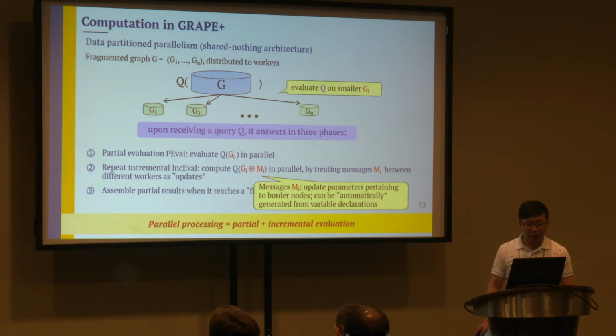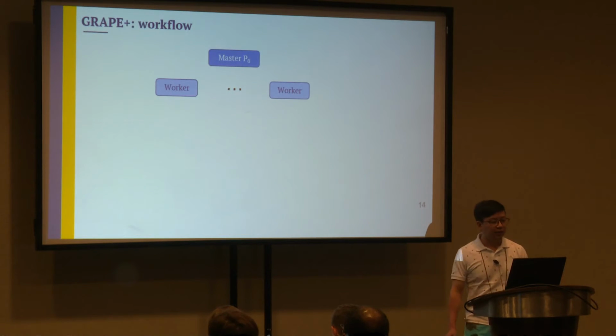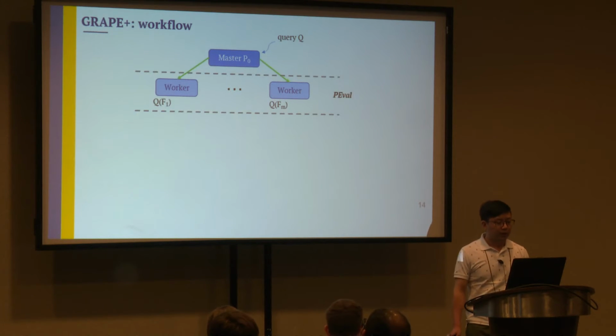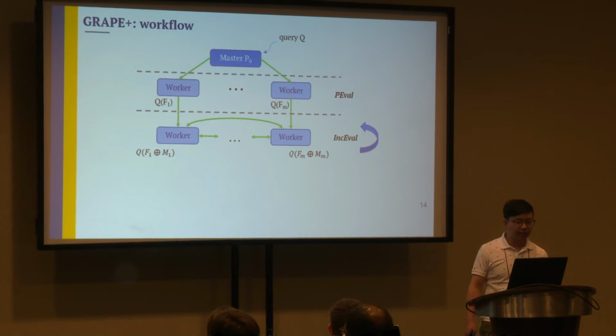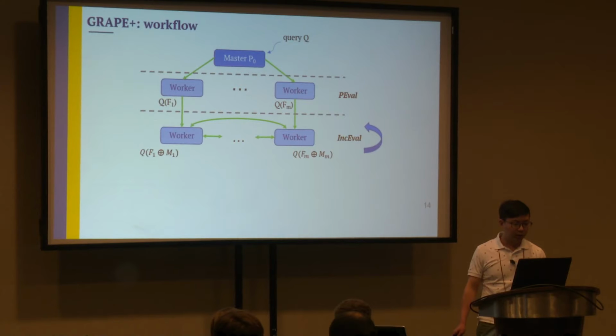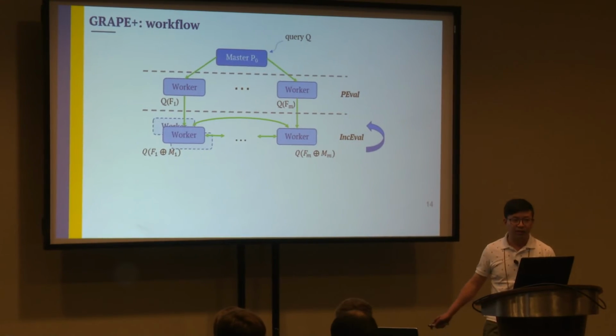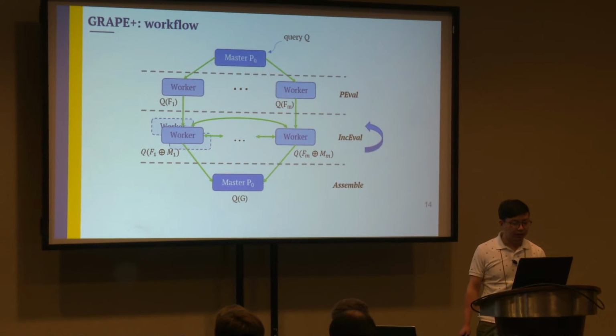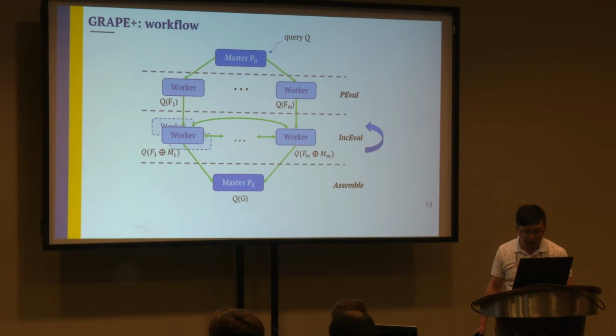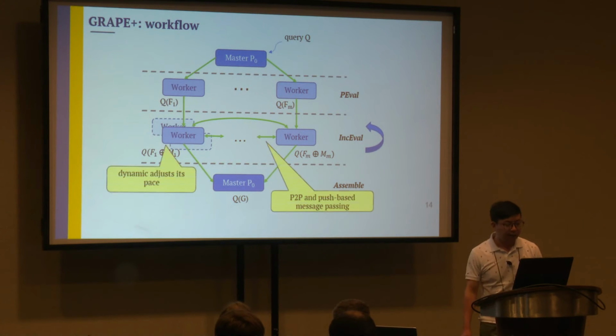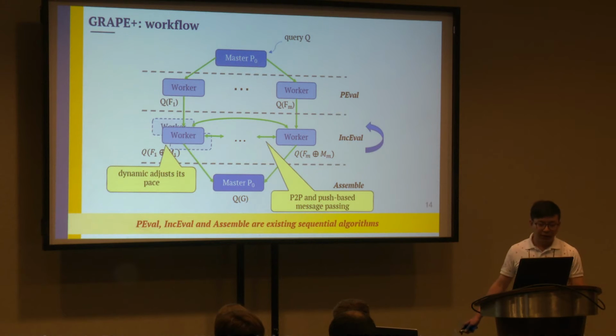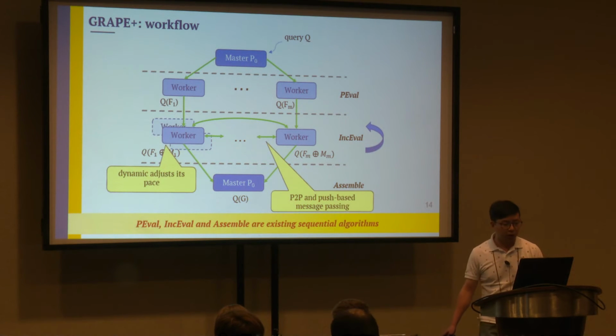The parallel processing in Grape Plus is a principled approach based on partial and incremental evaluation. This is the workflow of Grape Plus. When receiving a query Q, the workers may trigger p-eval, and then repeat inc-eval. With the AAP, the worker can adjust its relative progress. Finally, the master will trigger the assemble to assemble the partial results into a final result. It is remarkable that here, p-eval, inc-eval, and assemble are existing sequential algorithms.